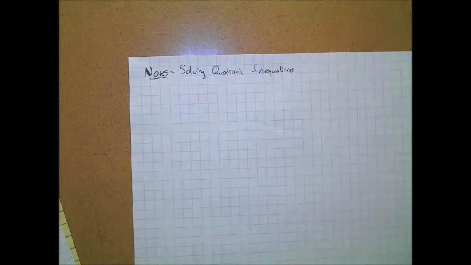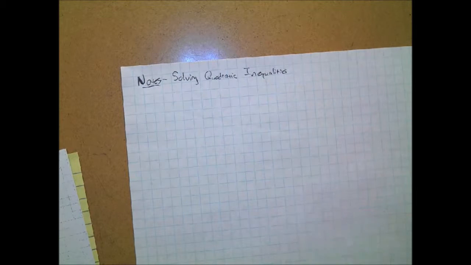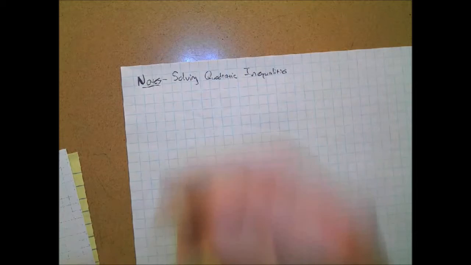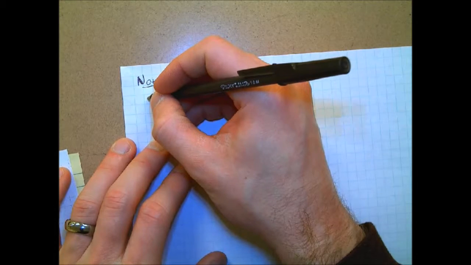All right. But like I said, today we're going to be looking at inequalities. So inequalities take out the equal sign that we use in an equation, and replace it with a greater than, a less than, a greater than or equal to, or less than or equal to. Okay?